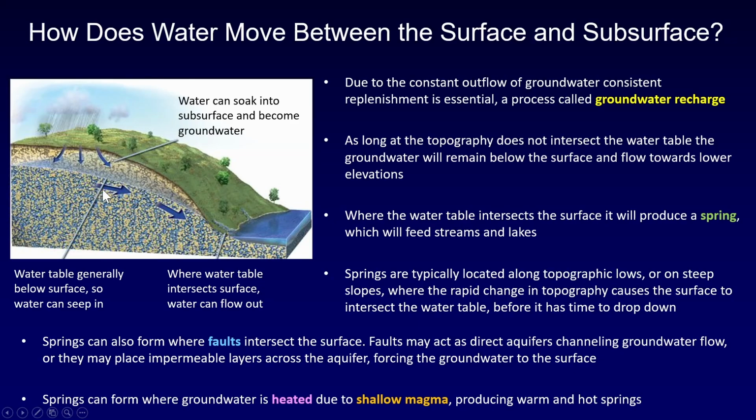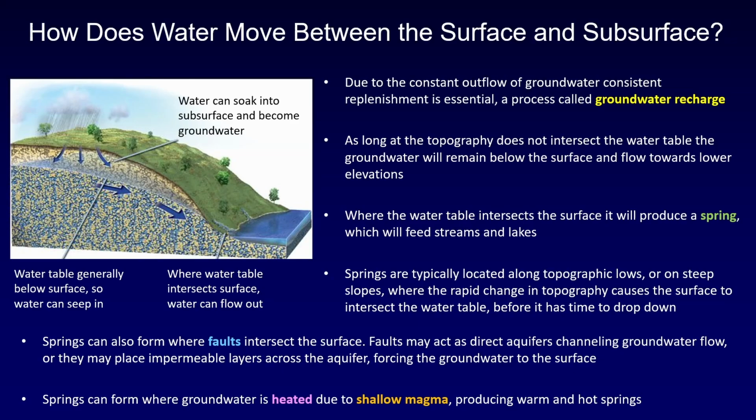Now, springs can also form where you have faults which intersect the surface. So the fault itself may not be the aquifer. So there may be another aquifer nearby, which is the main aquifer, which contains the porous rocks through which the groundwater is moving. However, if the fault happens to intersect that aquifer, the fault will act as a conduit, a point of weakness through which the groundwater will flow. And so in that situation, you don't have to worry about the water table intersecting the Earth's surface. In the case of the fault, it's what's doing the channeling and moving that water towards the surface where it will form a spring.